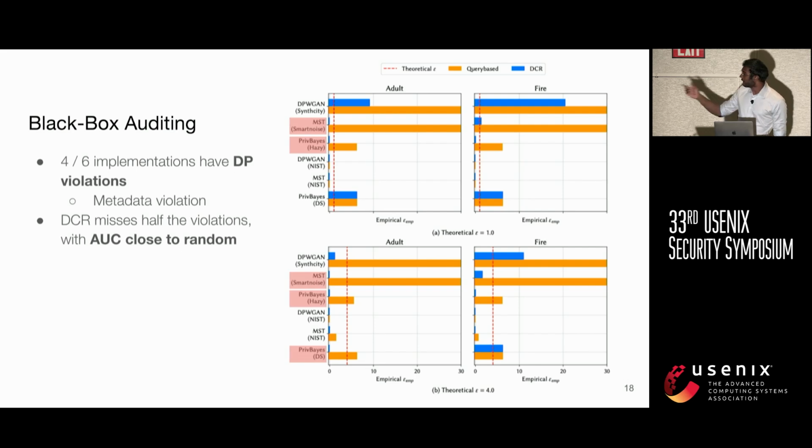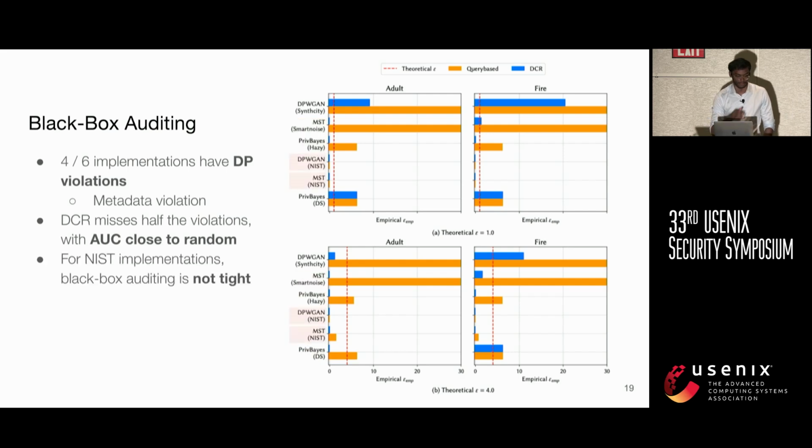The second thing that we find is that of the violations that were identified by query-based, DCR missed half of them. And the AUC of the DCR attack in these settings was close to random, whereas as you can see for MST smart noise, the orange bar, which is the query-based attack, is completely off the chart. So clearly it's not actually picking up any privacy leakage in practice.